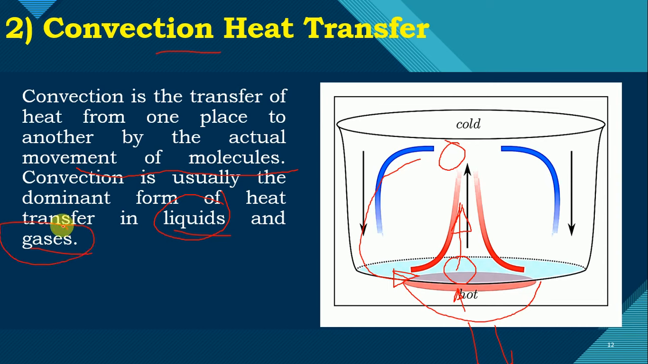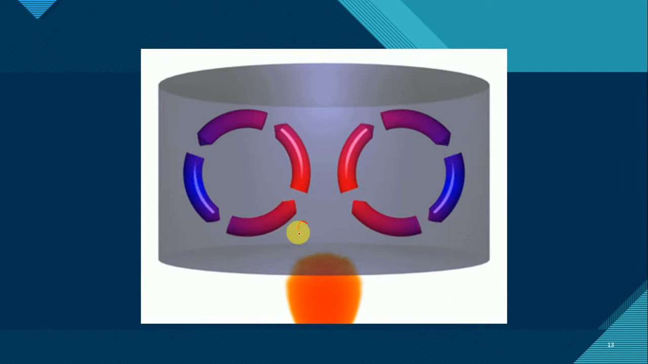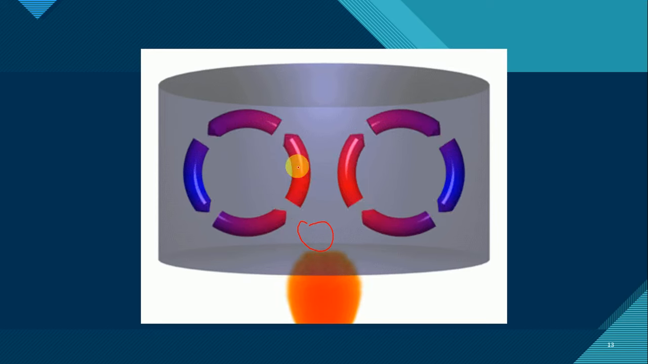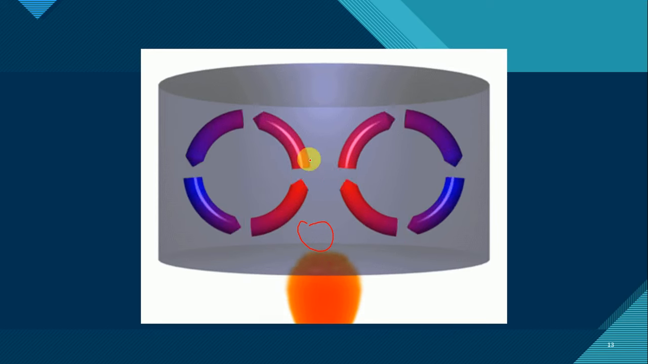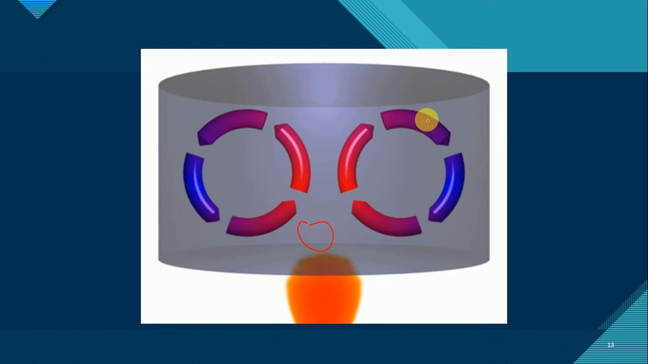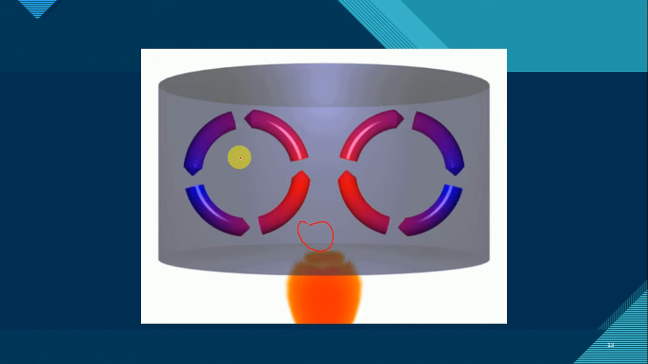So liquid may be water, oil, etc., and gases may be air, oxygen, nitrogen, etc. Okay, so here I have shown an animation. If a molecule is present here, that molecule will get lighter, move up, again become cold, again become hot. So this will be continuously a cycle, and whatever you are observing, that is what is called convection currents.